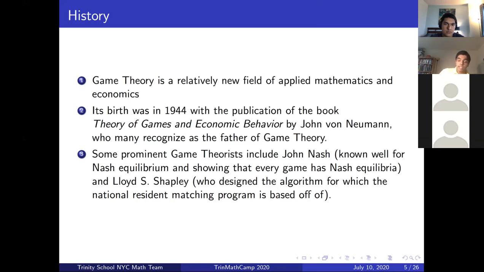And another prominent game theorist is Lloyd S. Shapley. And he is really important. The one algorithm I know that he designed, I believe with Gale, is called the Gale-Shapley algorithm. And it essentially solves a problem called the stable marriage problem, which essentially allows for matching. How can we form a stable matching given two people's preferences?